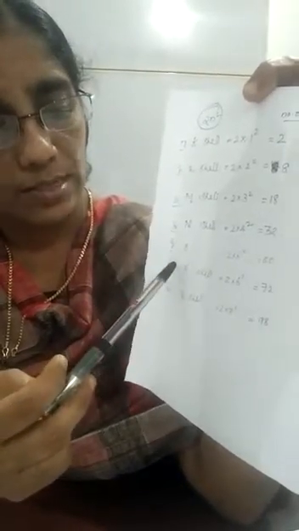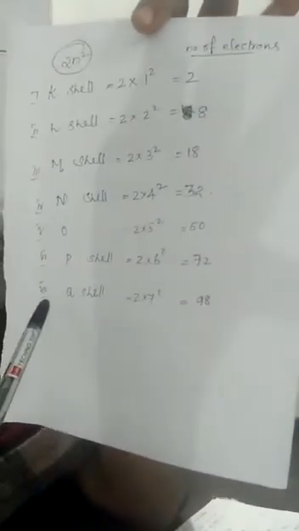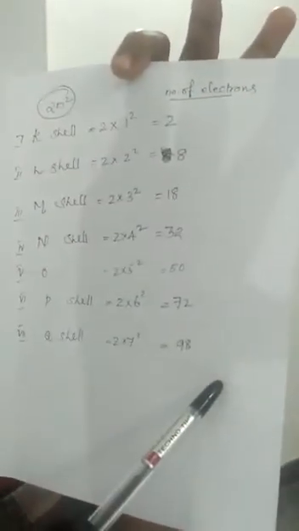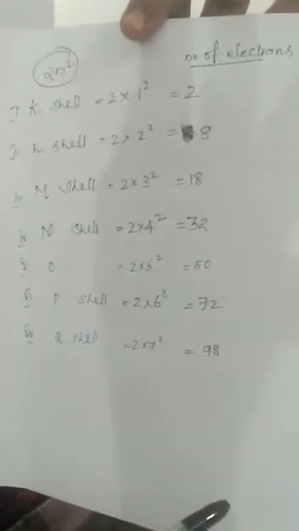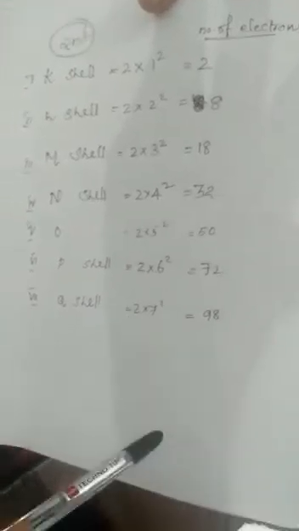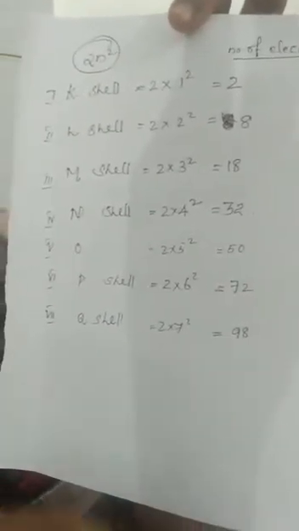Then for the sixth shell, that is P shell, it is 2 into 6 square, that is 72. For the seventh shell, it is 2 into 7 square, that is 98. Likewise, the number of electrons in each shell can be found out. So the formula is, I will tell you once again, 2n square. And what is n? n is the number of the shell.